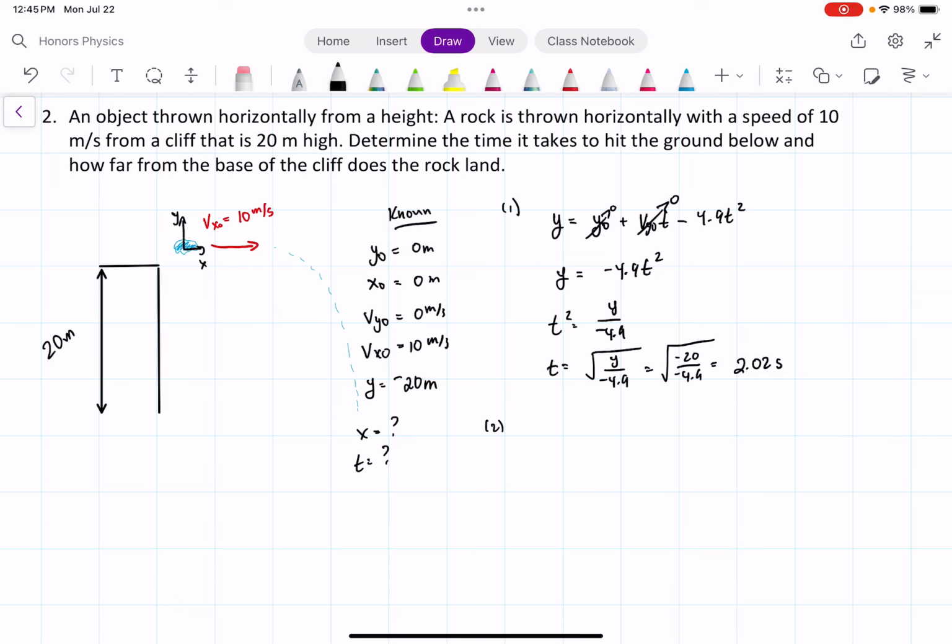We only have one x kinematic equation, which is x equals x naught plus vx naught t. We know that the initial x position is 0, so we can just plug in x is equal to vx naught t, which is 10 meters per second times 2.02 seconds, which gets us an x position of 20.2 meters.